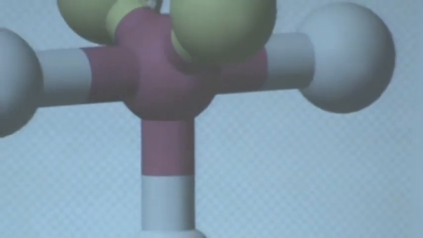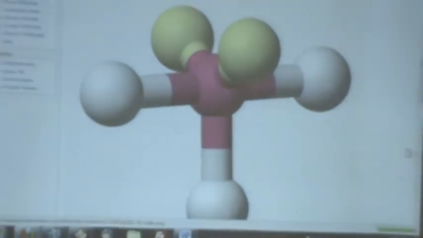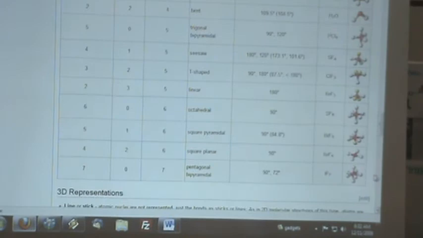T-shape. These are ones that we're not going to worry about clearly because they get too complicated. Why are they yellow? They're different molecules. Can you show us a super complicated one? Sure. What's the most complicated one here? This one. Whoa. Pentagonal bipyramidal. Everyone's favorite. That's iodine with fluoride.